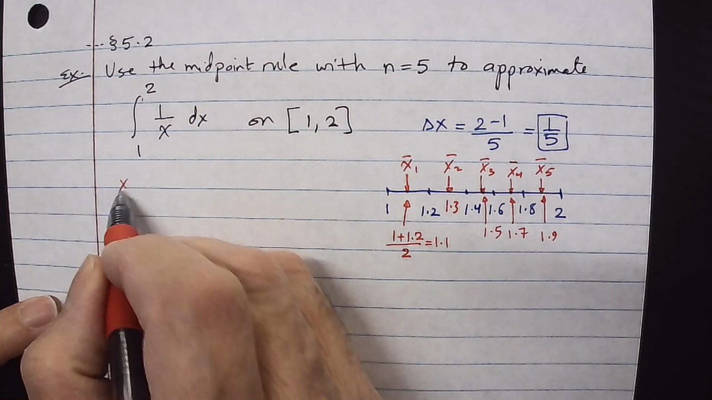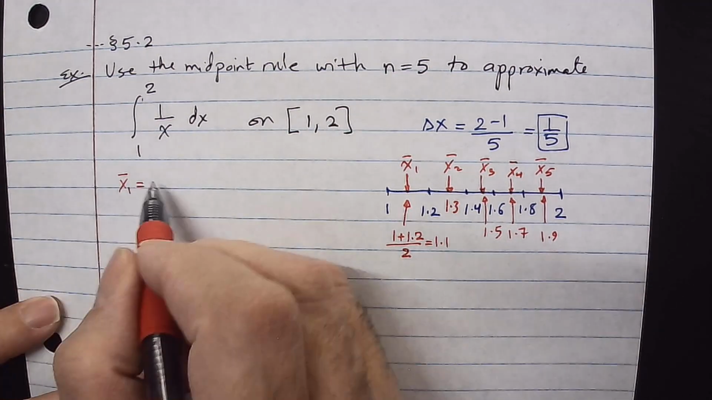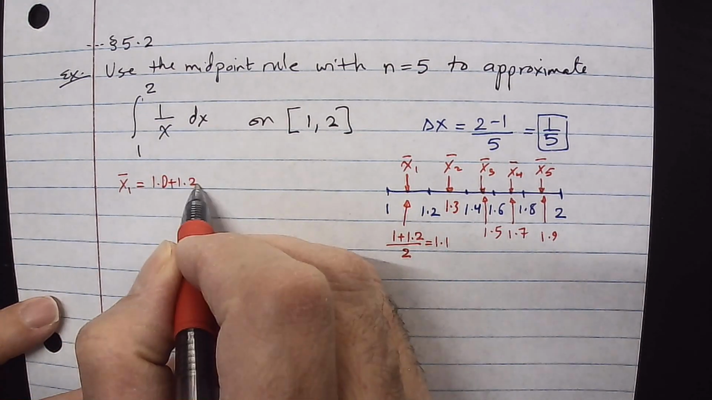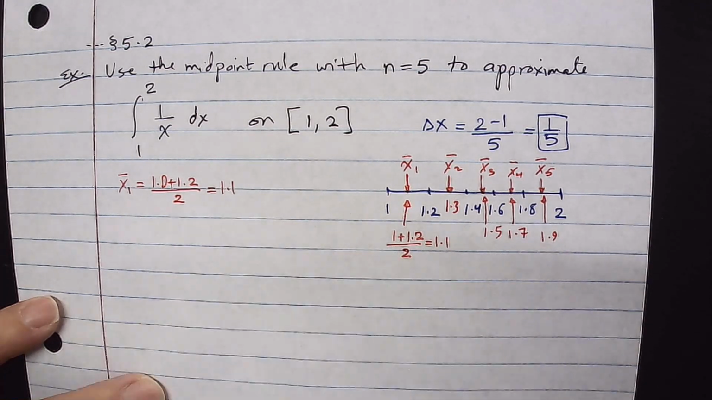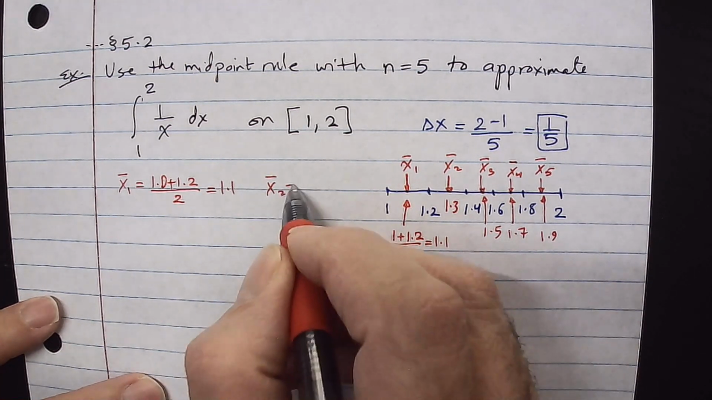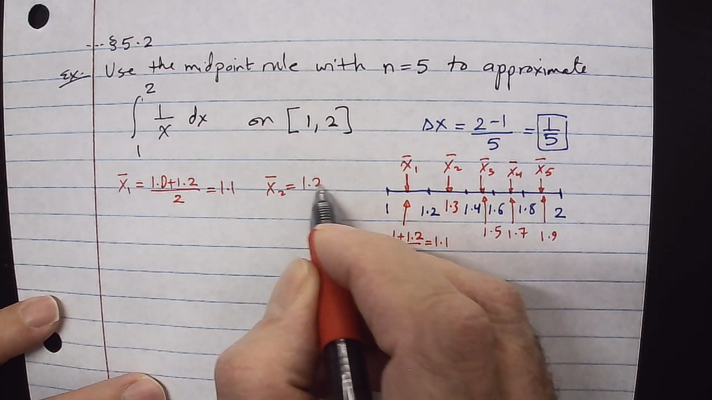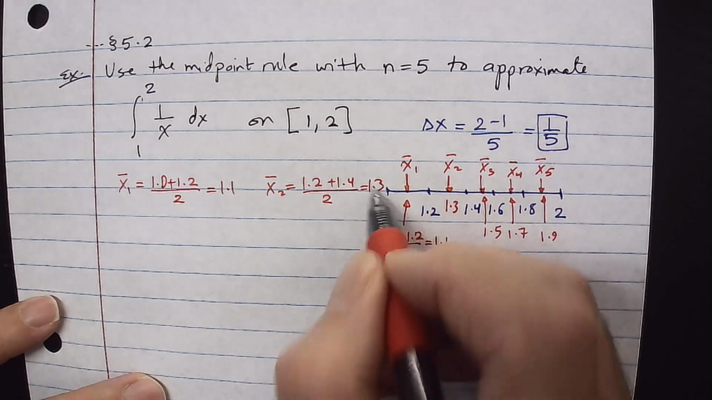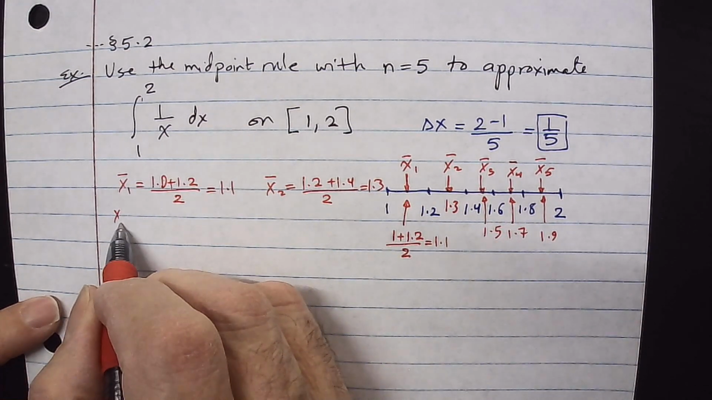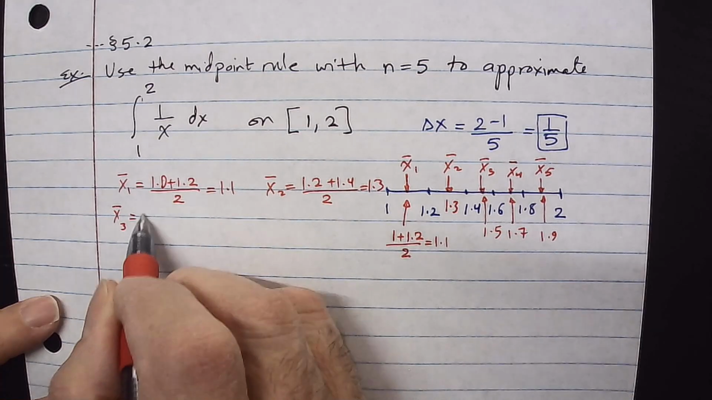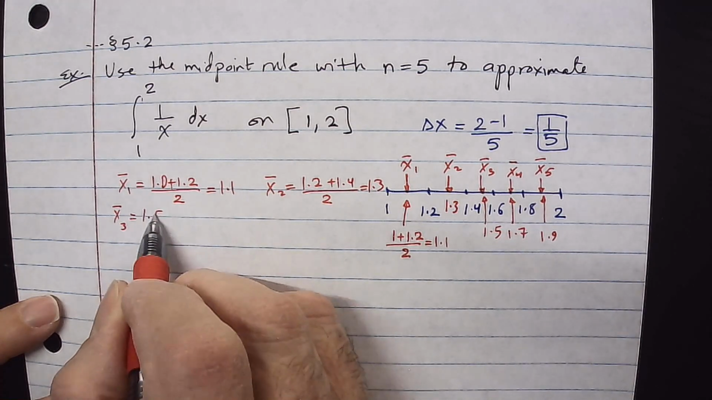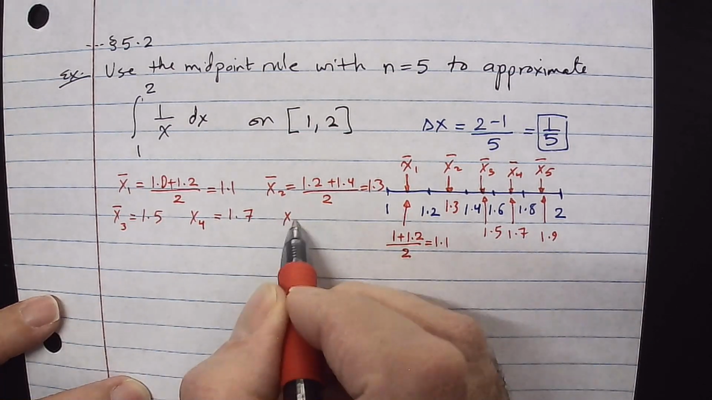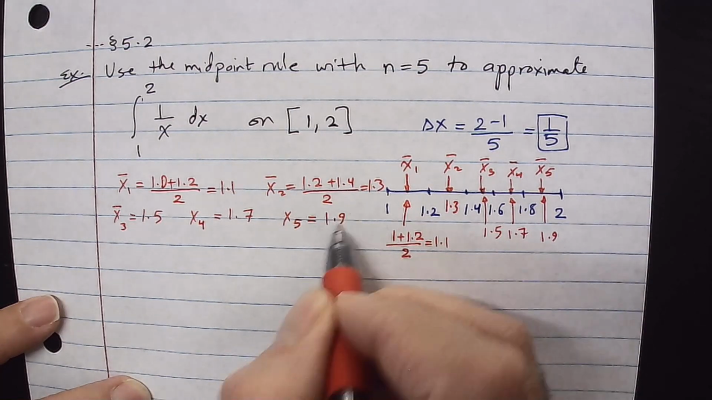So here we know that x1 bar equals 1.0 plus 1.2 divided by 2, so it is 1.1. x2 bar will be 1.2 plus 1.4 divided by 2, which is 1.3. And similarly, x3 bar is 1.5, x4 bar is 1.7, and x5 bar is 1.9.